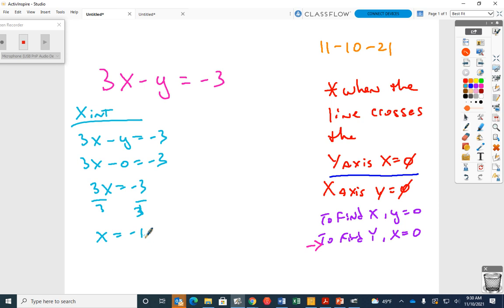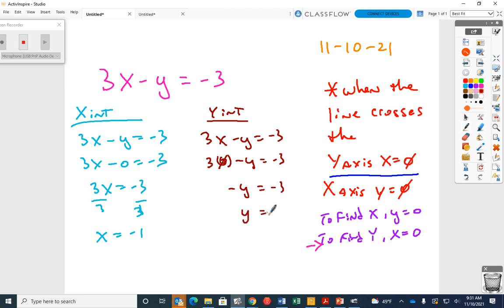Okay, who can help me find the y-intercept? Julia, help me find the y-intercept. You turn the x into a 0. Then multiply that by 3, which equals 0. And then negative y equals negative 3, and then you put the negative from the y over to the 3, which makes it positive, so y equals positive 3. Very good. Do you have enough information to graph that now?